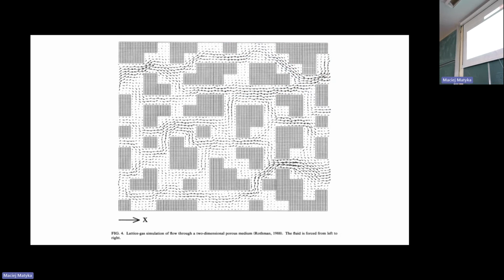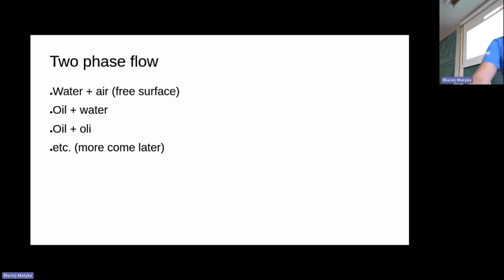Okay, this is an example from Rothman and Zaleski. By the way, this is similar to this microchip, you remember? And the fluid is forced from left to right. And you can basically observe where the fluid goes. This is just one of the applications of lattice gas, but they also use it for two-phase flow. And this is more interesting. You can use water plus air, oil plus water, and so on, and different kinds of chemical stuff that is flowing together.